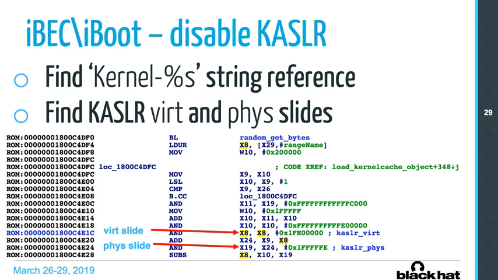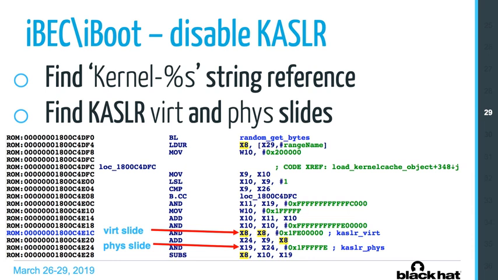The next thing is KASLR. Again, it's not really required for DualBoot, but it's really nice that we can boot the system with a non-relocated kernel. It's easy to spot. Just look for the kernel-%s string reference, and we will find code that asks SEP to provide an 8-byte seed. In our case, it's random_get_bytes. After random_get_bytes, we'll see the calculation of the KASLR virtual slide and physical slide. In my case, x8 holds the virtual slide and x19 holds the physical slide.